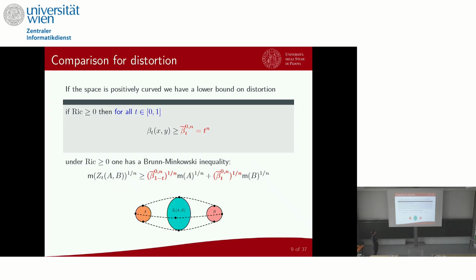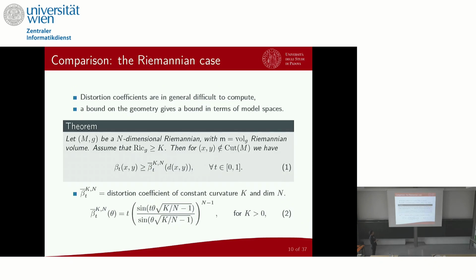Good, so I'm just rewriting the formula in this way by denoting by B-bar_{0,n,t} this interpolated coefficient, and the Brunn-Minkowski inequality, since here I had 1 minus t and t, I can write as this number to the power 1 over n and to the power 1 over n. Good, so we know that in general these distortion coefficients are difficult to compute explicitly, but if you have a bound on the geometry, you have a bound on the coefficient. So the idea is that if the Ricci is bigger or equal than k on a Riemannian manifold, then you can compare the beta with the model beta, okay?